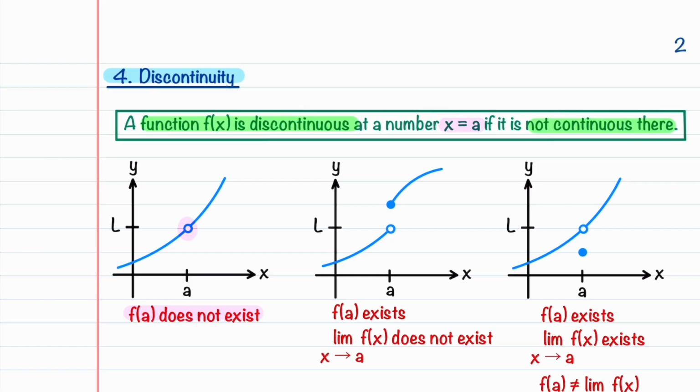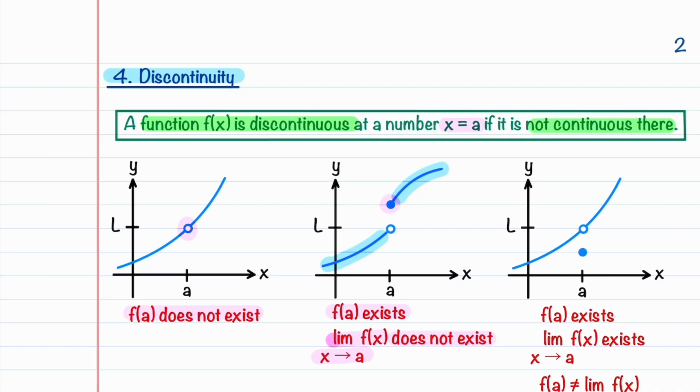Let's now look at our graph in the middle. In this graph, our function exists at the point a, but the limit of f of x as x approaches a does not exist. So what's happening is at a, the limit as x approaches a from the right is not equal to the limit as x approaches a from the left.